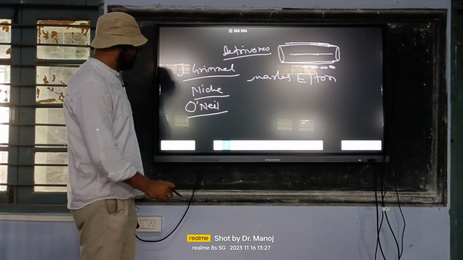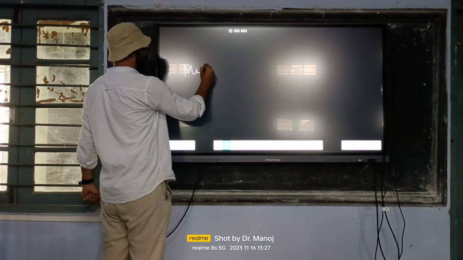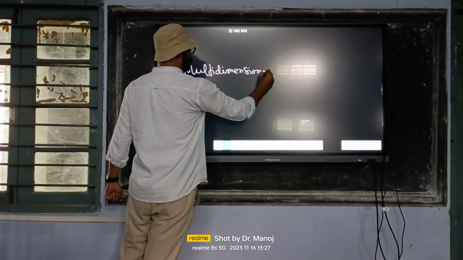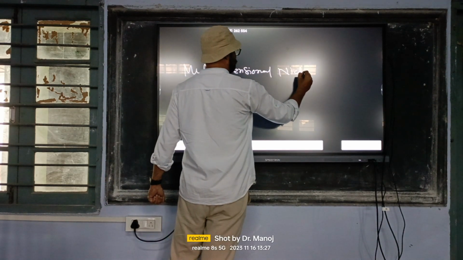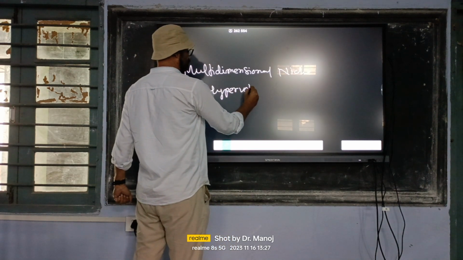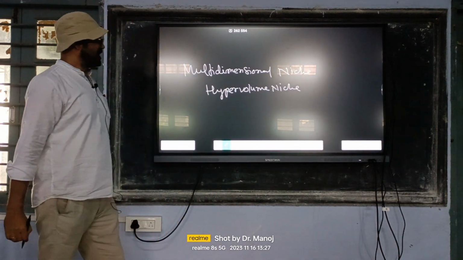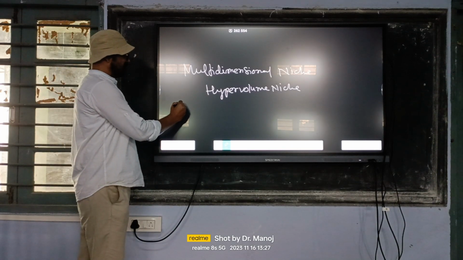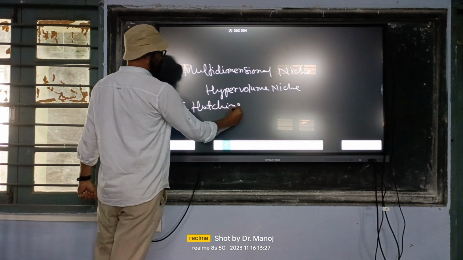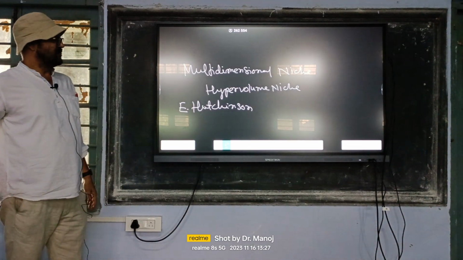The third concept is called hypervolume or multidimensional niche. Multidimensional niche, or hypervolume niche. This concept was given by Hutchinson. And this niche can be measured mathematically.